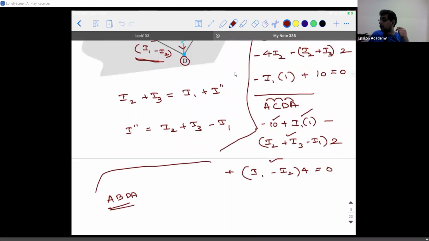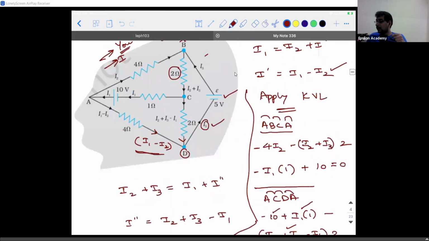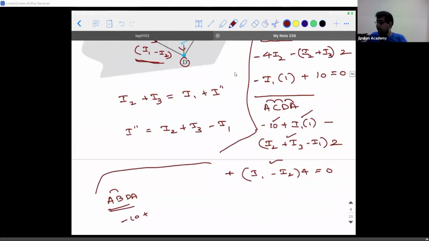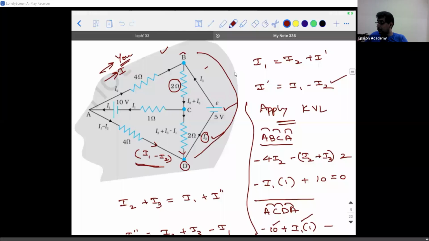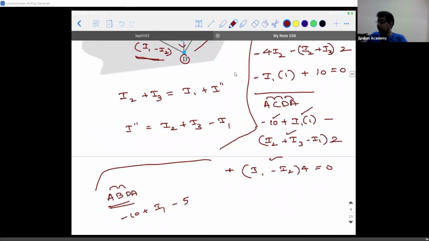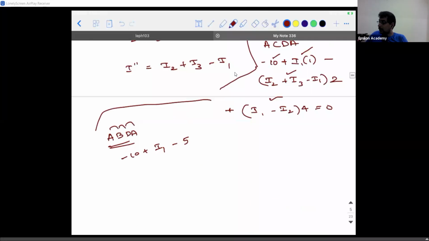Or I will take the loop ABDA. When I go from A to B, minus 10 plus I1. When I go from B to D, I am able to see only one active element. B to D, I am walking from higher to lower potential, so minus 5. When I go from D to A, it is I1 minus I2 multiplied with 4, with the positive sign, should be equal to 0. So 3 unknowns and I have written 3 equations. Now it is your job to solve and see what is the right answer.